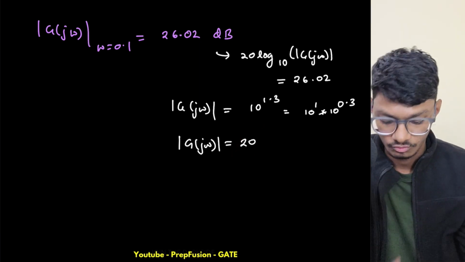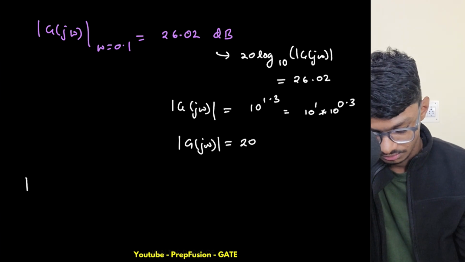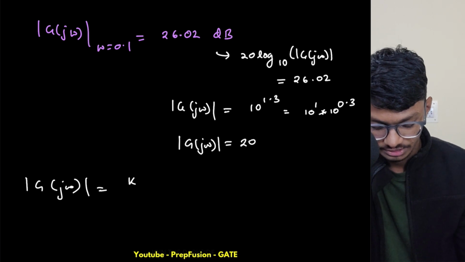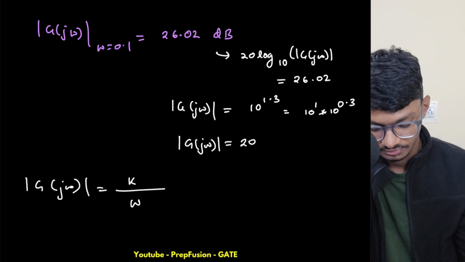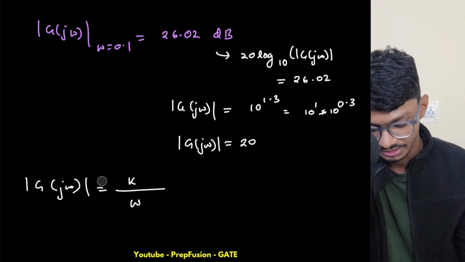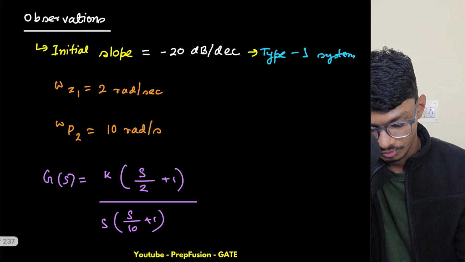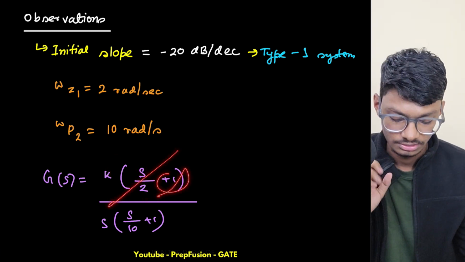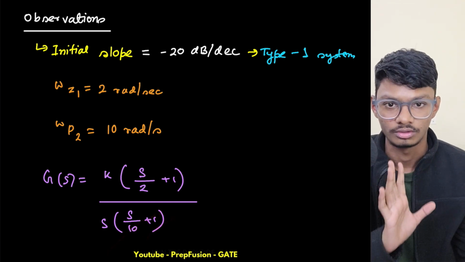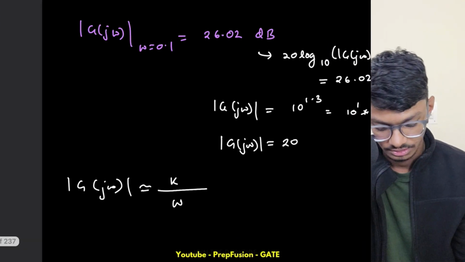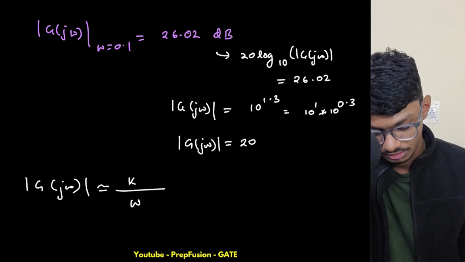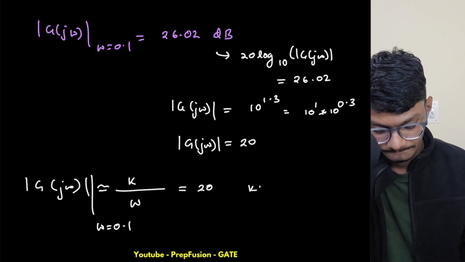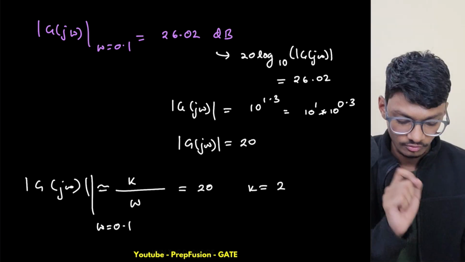Now what is the value of k? For k, the magnitude of G of j omega, what expression can we write? This is k by omega itself, because we are simply approximating it: if you put the magnitude, the 0.1 by 2 whole square will vanish, 1 will remain, and the 0.1 by 10 whole square will vanish again, only 1 will remain. So we are left with k by omega itself. So k by omega at omega equals 0.1 equals 20. So k equals 2 simply. So my value of k is 2.